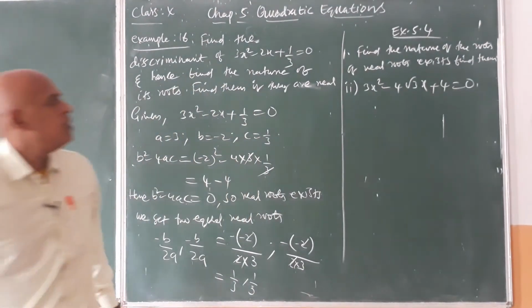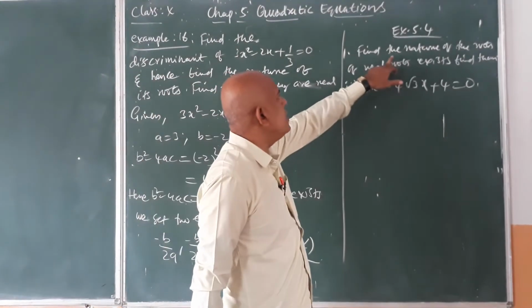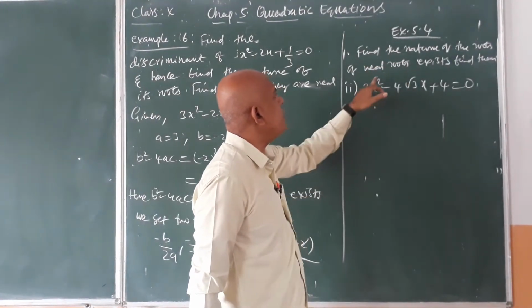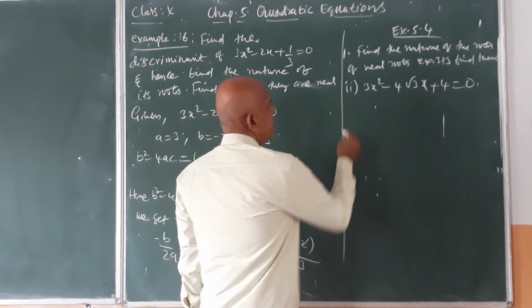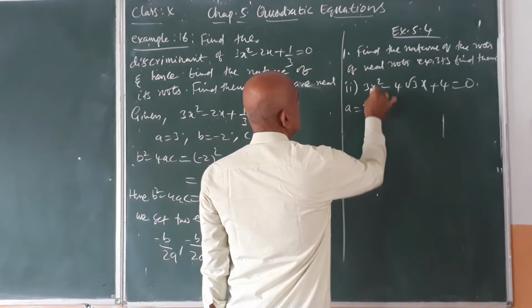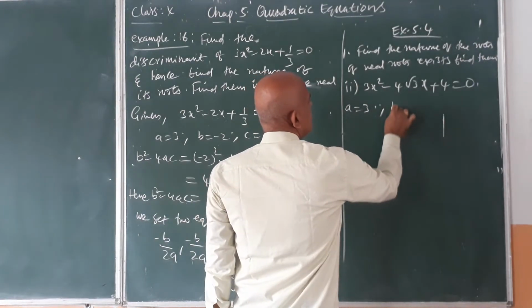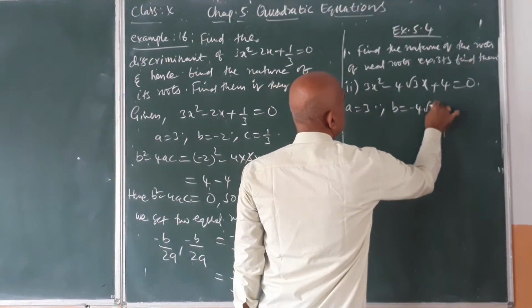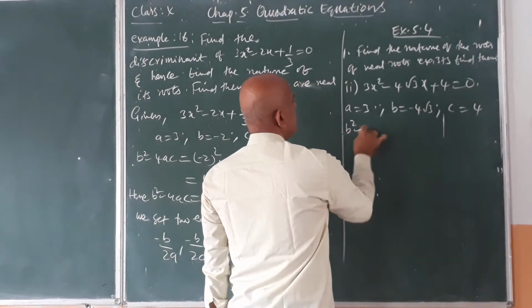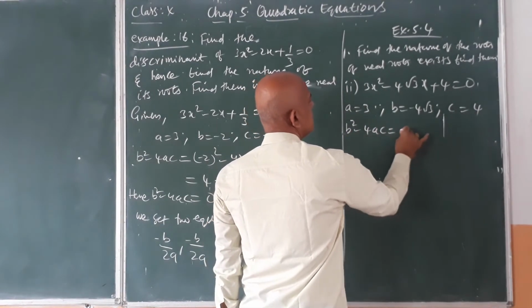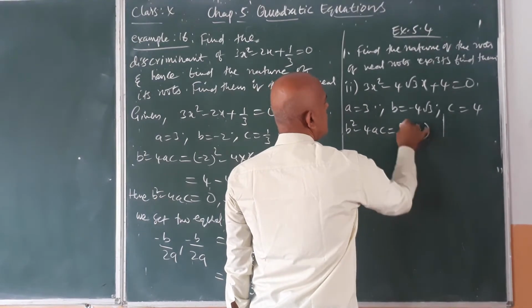So now we go for the first one. Same concept: find the nature of the roots. If real roots exist, find them. Nature of the roots depends upon the discriminant value. First the a, b, c values. A is equal to x square coefficient 3, b is equal to minus 4 root 3, and c is equal to 4. So we have to find the discriminant value b square minus 4ac: minus 4 root 3 whole square.